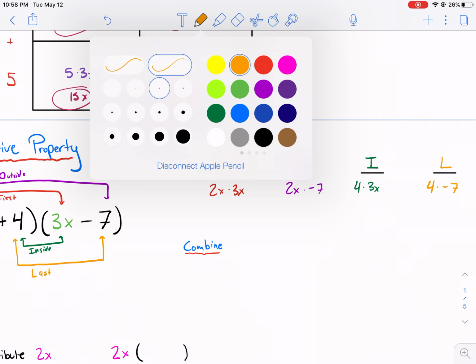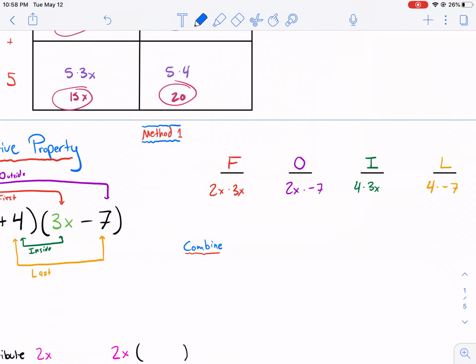I'm going to use a different color. Let me use blue. We multiply the 2 and the 3 out front, we get 6. Multiply x times x, x squared. Multiply just the numbers out in front, minus 14x. Then we have this one, 4 times the 3, 12, and it's a positive 12x. 4 times negative 7, negative 28.